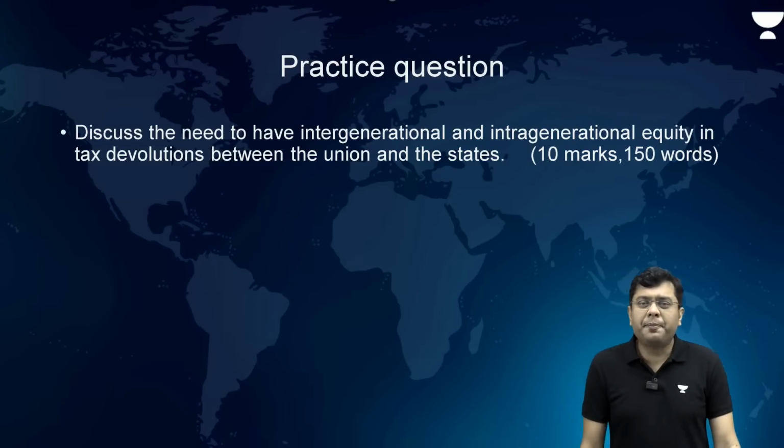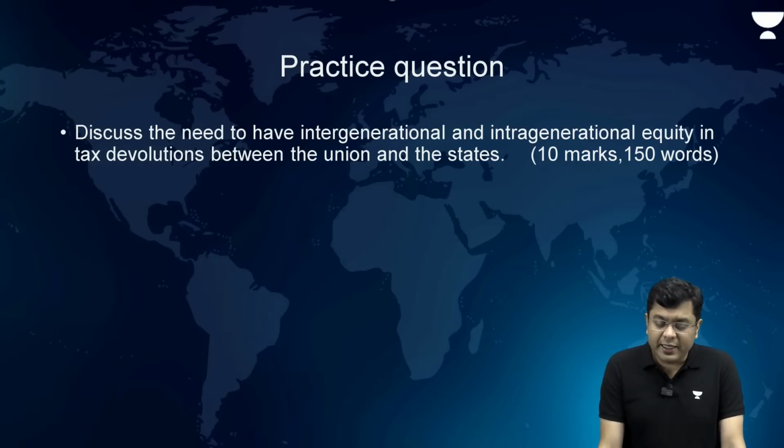So let us take a look at the practice question. Discuss the need to have intergenerational and intragenerational equity in tax devolution between the Union and the states.